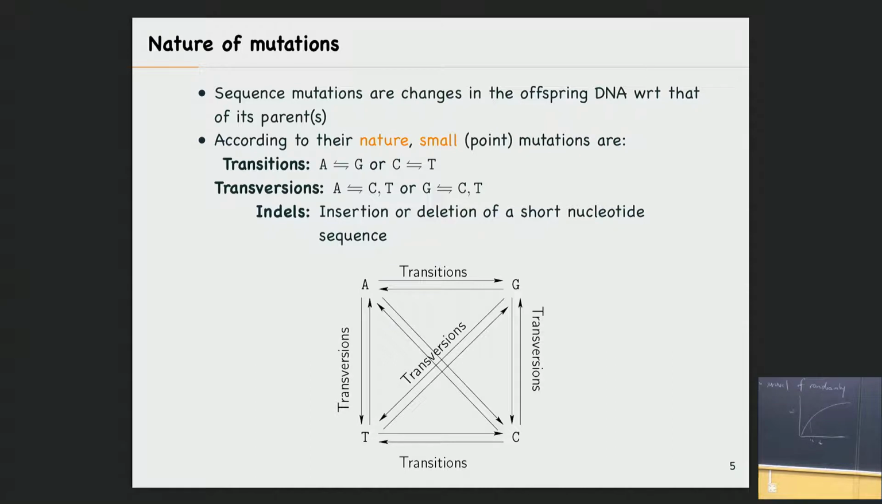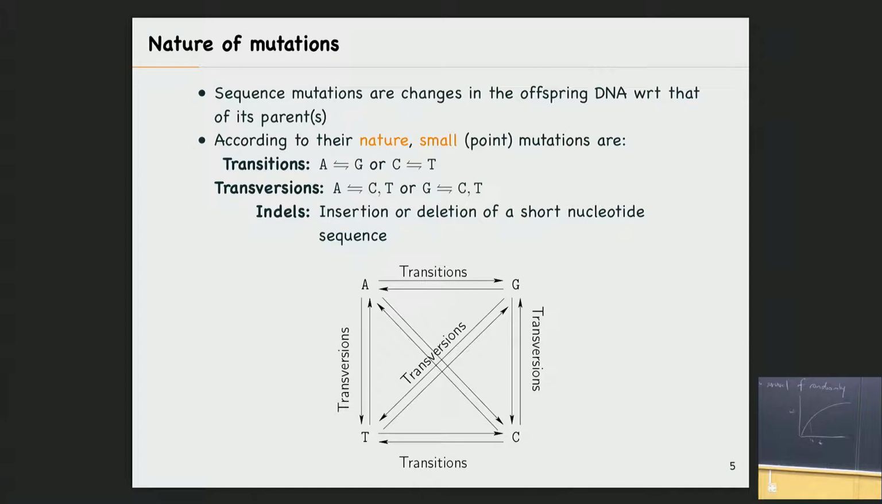So transversions are changing a purine into a pyrimidine and vice versa. And of course, you have also other forms of mutations that are important that do not fit into this scheme, that is insertions or deletions of a short nucleotide sequence. You can even have major reshuffling, but I'm not going to discuss major reshuffling at all.